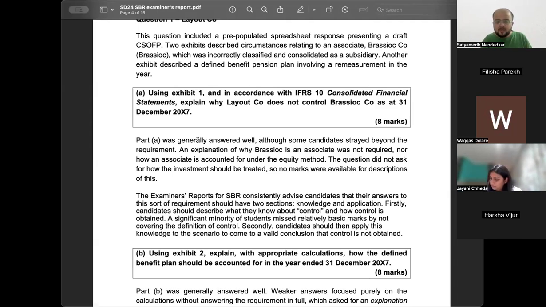What they are saying is part A was generally answered well, although some candidates strayed beyond the requirement. An explanation of why Braziok is an associate was not required, nor how an associate is accounted for under the equity method. The question did not ask for how the investment should be treated. The question specifically asks, क्या पूछा है? Why does Layout Company not control Braziok Company? So आपको क्या करना पड़ेगा? आपको 4 और 5 जो conditions हैं for defining control, आपको वो conditions पहले define करनी पड़ेंगी in the question. Then you will have to say कि there are 5 conditions, but Layout Company does not fulfill any of the conditions. Hence, this is not an entity that Layout Company is controlling.